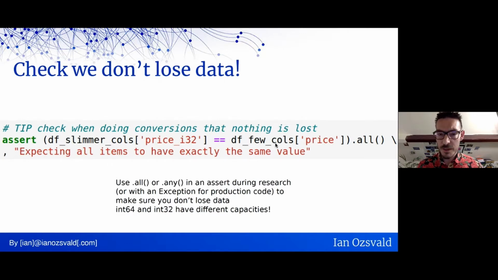We want to check that we're not losing any data whilst we do all of this. So we should check during our conversions that nothing is lost. This is another tip for you. Here I'm saying assert, that's a Python assertion, assert that for all items in df_slimmer_cols on the price_i32, so that's the 4-byte column that I've made, all items are equivalent to the original items in the int64 price column. So that's assert, I do the comparison, I've got a .all on the end there because with 25 million rows, I get 25 million Boolean results and I want all of them to be true. Otherwise, I have to show an error message there.